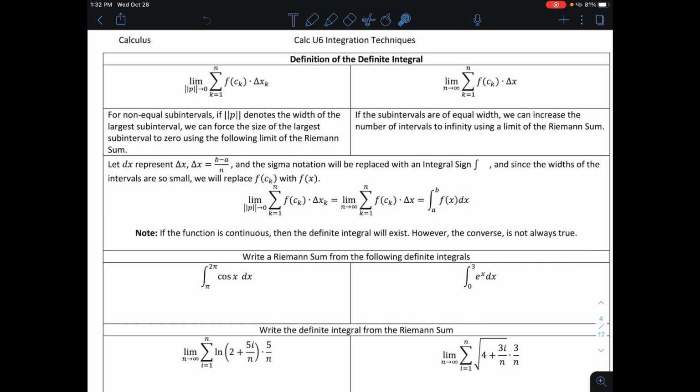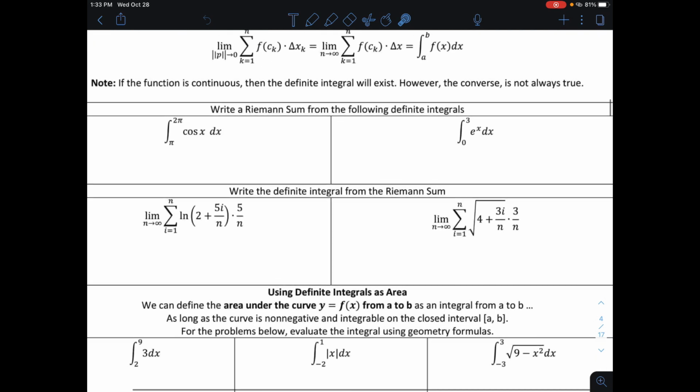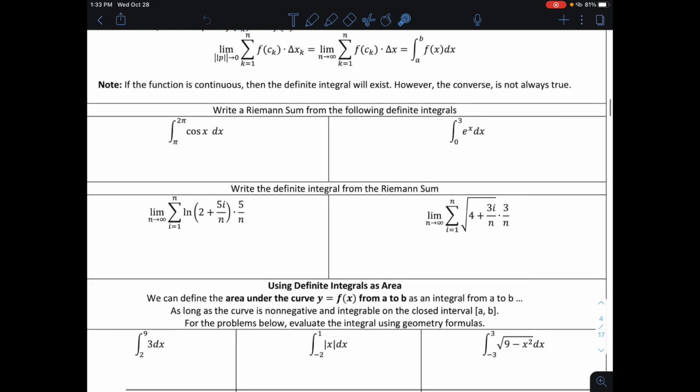Now, f of x is basically the same thing that we have right here. dx is my change in x, or differential in x, is basically the same thing that I have right here. And so we kind of see how they tie in together. So what I want to do to start with is write definite integrals as the limit of a Riemann sum, or look at the limit of a Riemann sum and then write it as a definite integral.